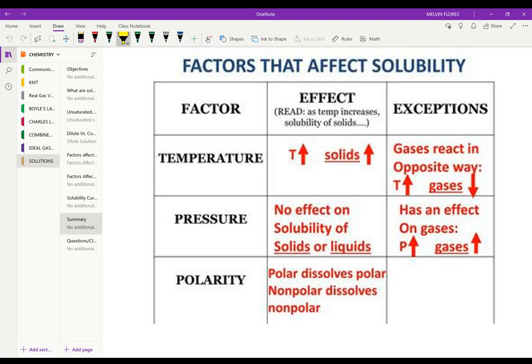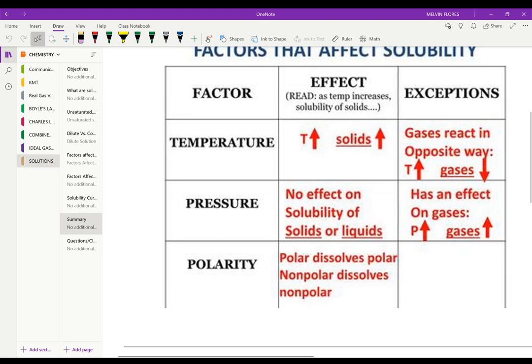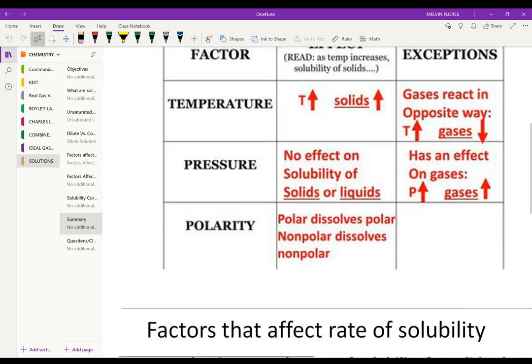And of course, it also depends on the polarity of the substance. When the solvent is polar and the solute is polar, of course, the solute will dissolve. But if it is non-polar, it also dissolves in a non-polar substance. So it's based on the polarity of a certain substance.